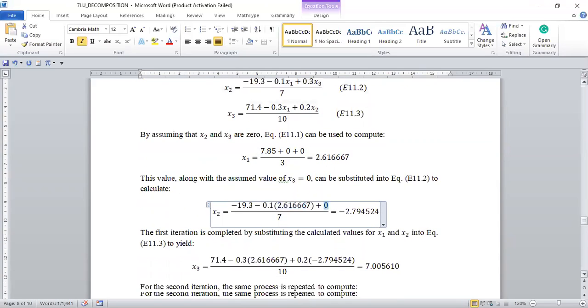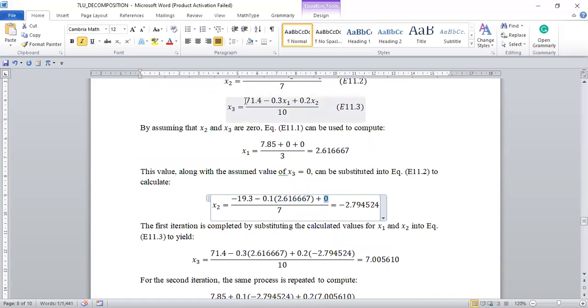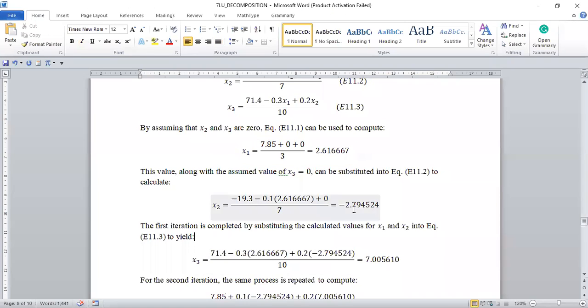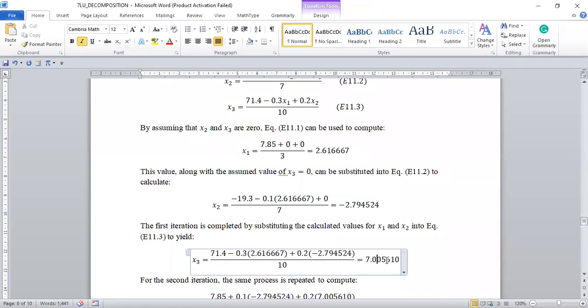Then finally, for the third equation, we're going to use this equation. So we know x1, which we got here, and we know x2, which we got here. Then we solve for x3. So that is the first iteration.